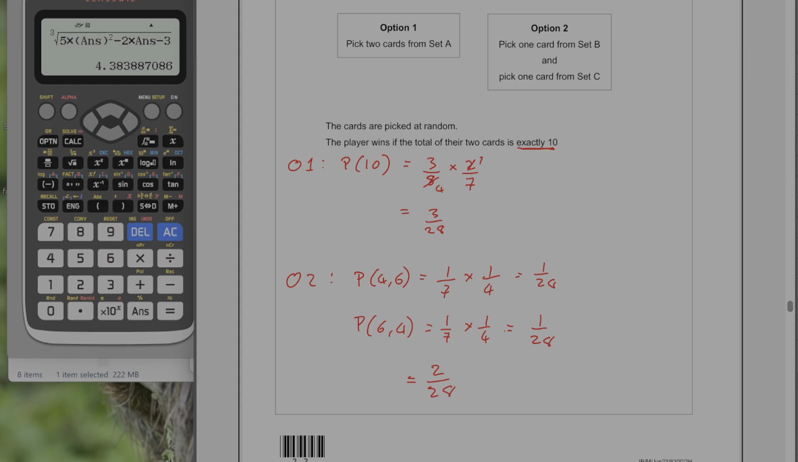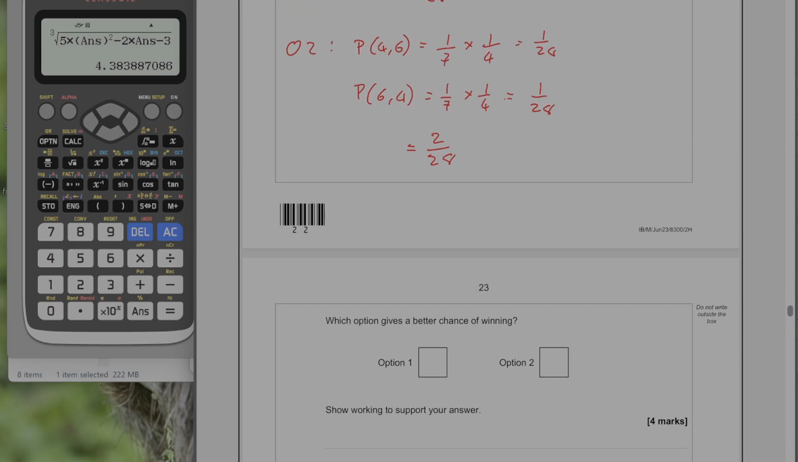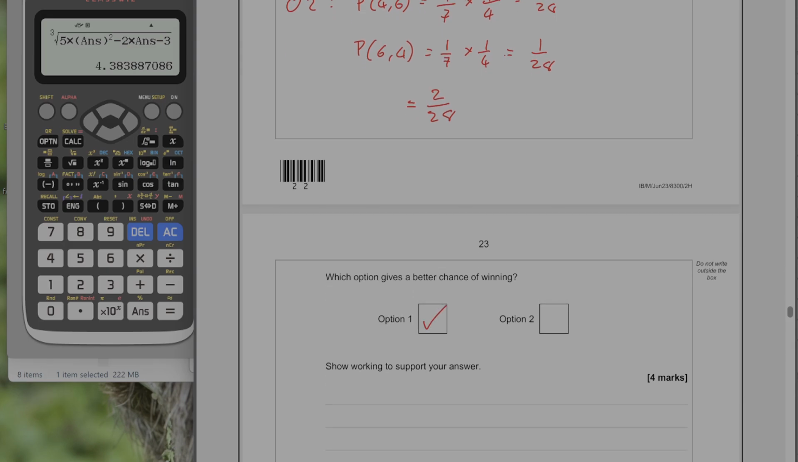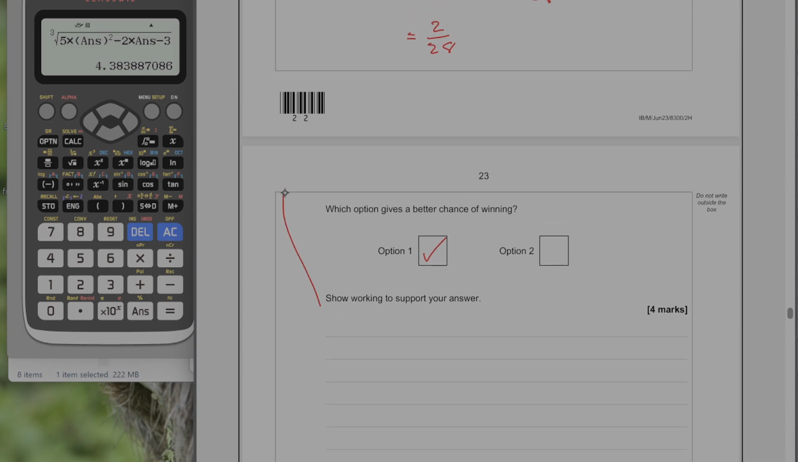I'm going to leave them as 28. Could simplify that down, but which option gives the better chance of winning? Option A, option 1. And then that's my working up there.